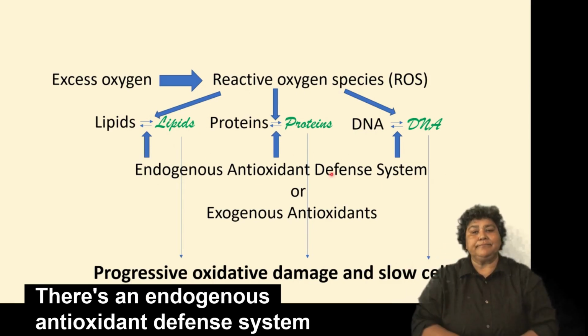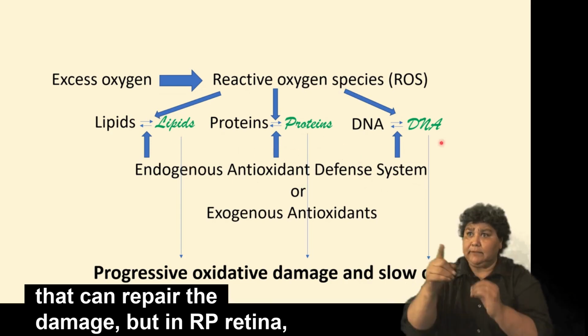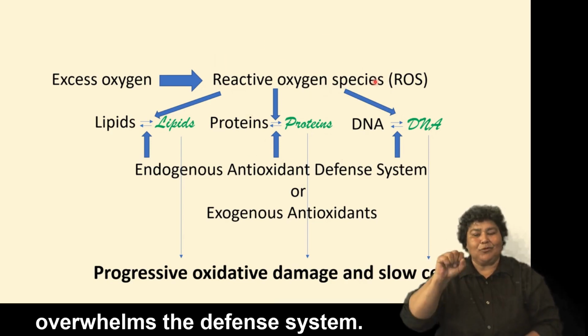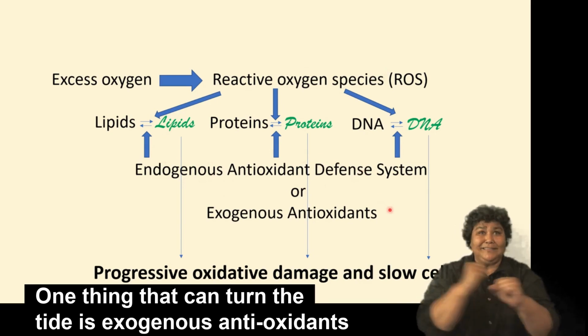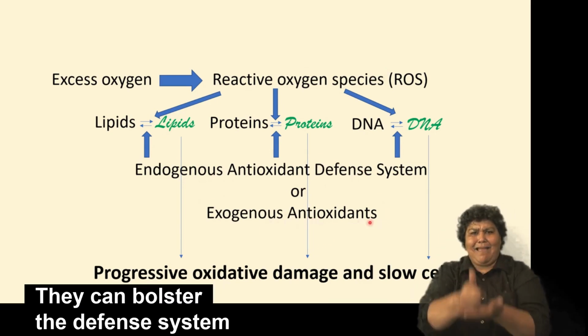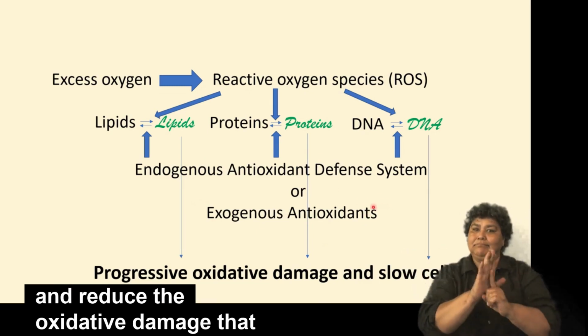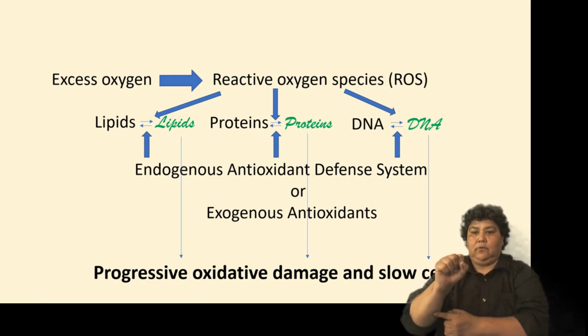There's an endogenous antioxidant defense system that can repair the damage, but in RP retina, the amount of reactive oxygen species overwhelms the defense system. One thing that can turn the tide is exogenous antioxidants that are ingested. They can bolster the defense system and reduce the oxidative damage that can prevent cone cell death.